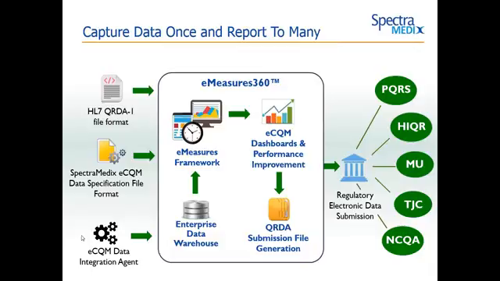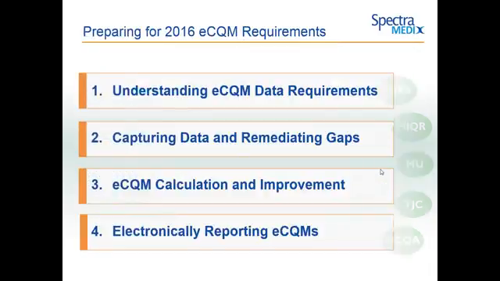And then we calculate the measures, that's the one in the middle, and then we report for meaningful use, HIQR, TJC, and also on the ambulatory care side for PQRS, and if you're doing NCQA reporting like HEDIS measures as well. Next slide, please.